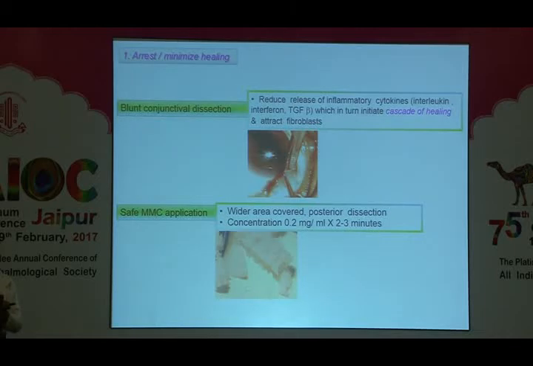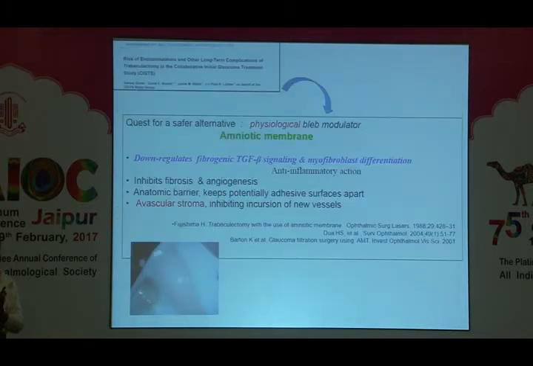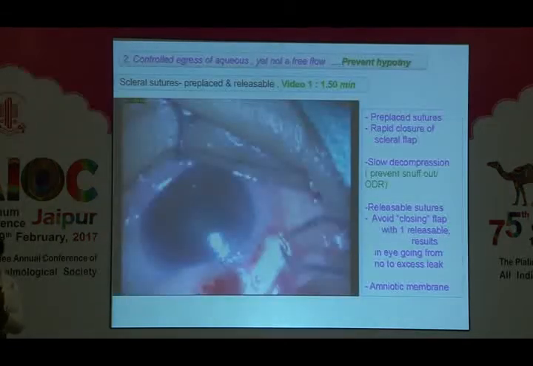So for the first one, to arrest or minimize healing, you have blunt conjunctival dissection. All my residents know, I always tell them, treat the conjunctiva as you would a fiancé and not your wife. So be gentle with the conjunctiva, because the more trauma to the conjunctiva, the more cytokines are released, the more inflammation, and the more the chance of scarring. And follow the safe mitomycin technique, which has been taught to us by the Moorfields guys, and have a widespread application. Then I have used amniotic membrane very frequently, almost inevitably, for the last 15 years, and I'm very happy with my results as an antifibrotic agent. I use it in addition to mitomycin, but very often in addition to an implant or on its own.